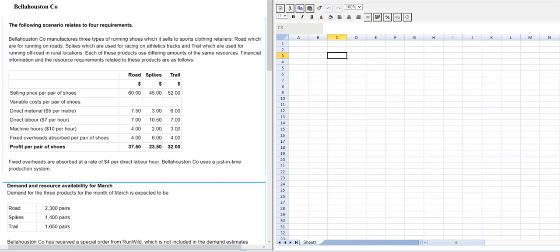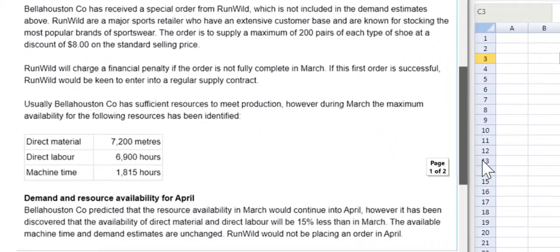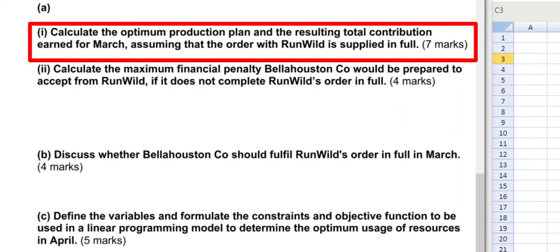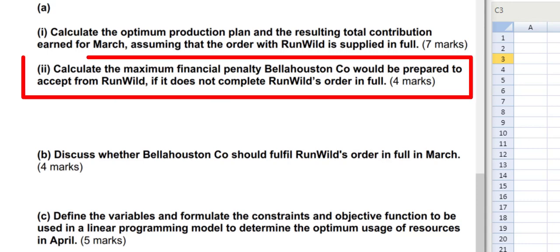So you've got the scenario here on the left, and we'll move down just to look at the requirements first of all. The first requirement says calculate the optimum production plan and the resulting total contribution earned for March, assuming that the order with Rumworld is supplied in full. That's 7 marks. And then it says calculate the maximum financial penalty Bellahouston Company would be prepared to accept from Rumworld if it does not complete the Rumworld order in full. So that's a further 4 marks.